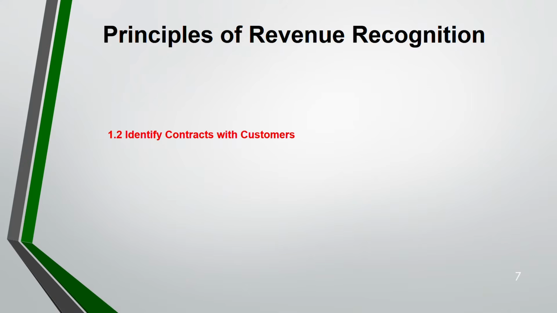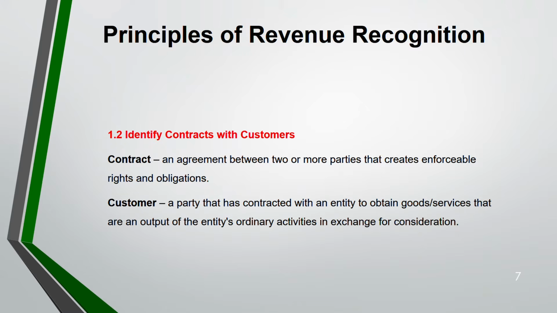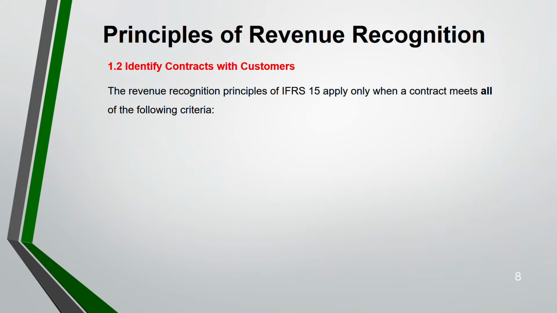Now, first step, contract. What is a contract? An agreement between 2 or more parties that creates enforceable rights and obligations. Customer, a party to a contract who is going to obtain those goods and services. Okay. So for that, in return, the customer is going to pay to the entity some amount of consideration.